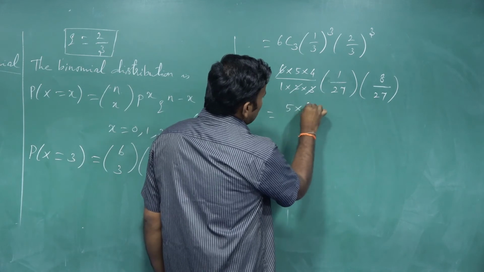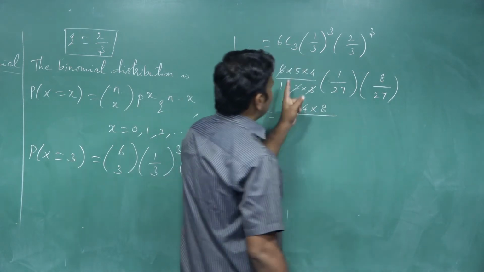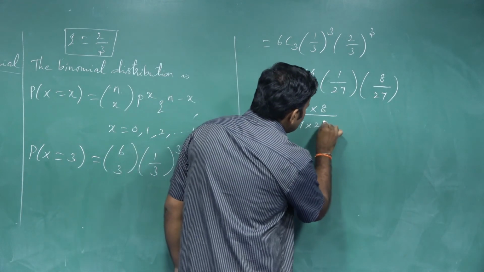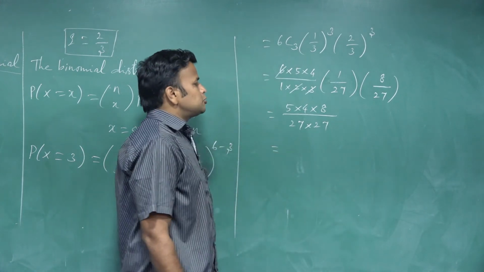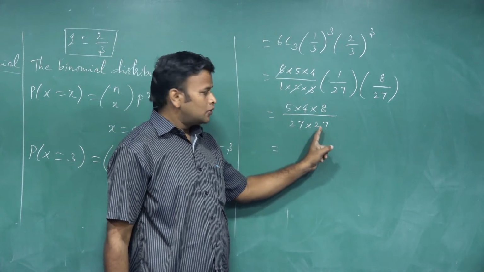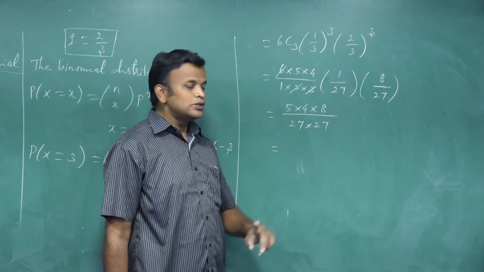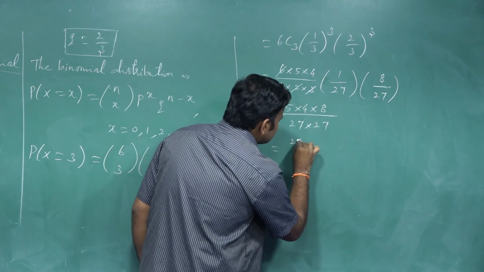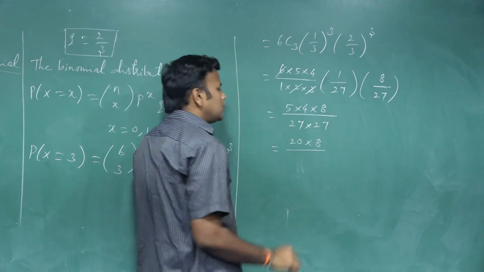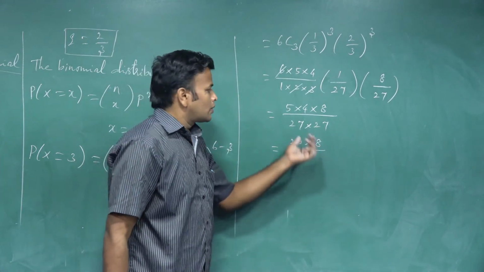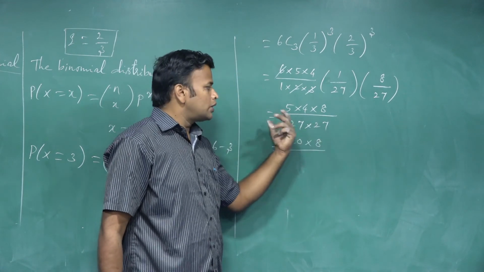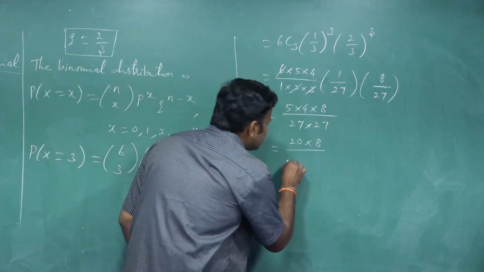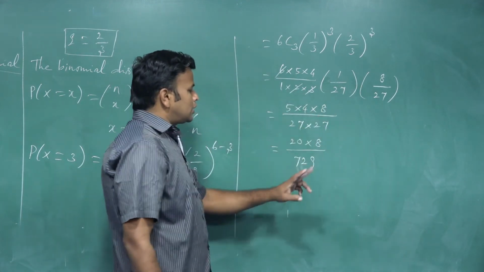Next, the numerator value is 5 into 4 into 8. The denominator values are 27 into 27. Is any cancellation possible? Fifth table is impossible in the denominator, fourth table is impossible, and also eighth table is impossible. So you multiply the numerator as it is. 5 fours are 20 into 8 by 27 into 27. If you know the answer of 27 into 27 directly, we put it, or we multiply and then we get the answer, which is 729.